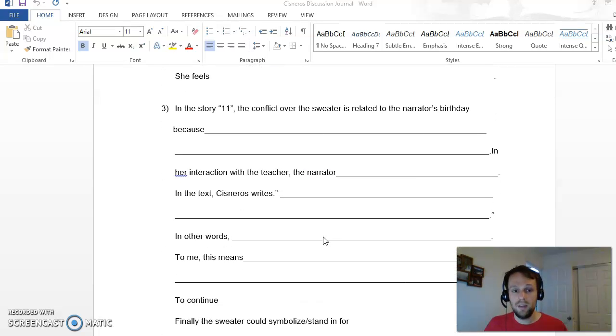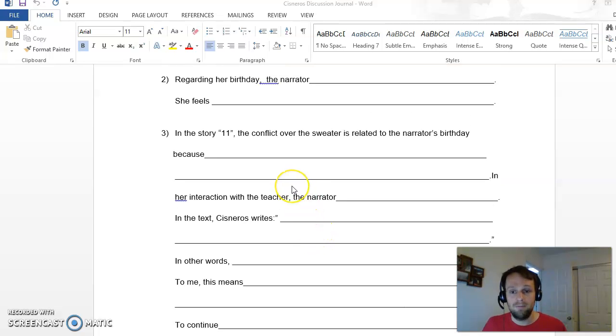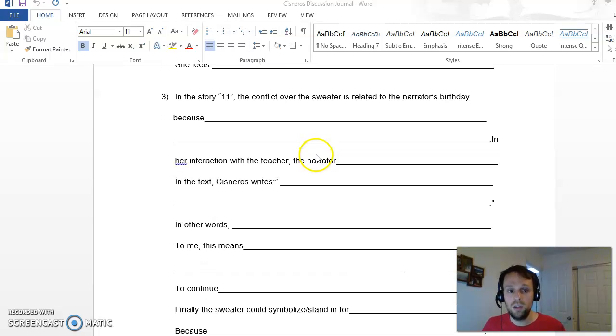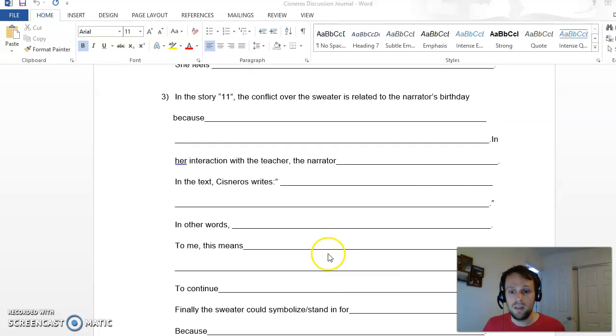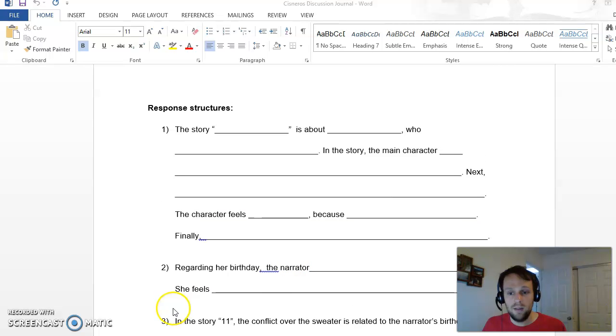You can see for this question, the template is a lot longer. I do want a well thought out topic sentence that answers the question, a good quote, paraphrase, and plenty of analysis. Again, you don't have to follow this completely, but you should have all of those parts in your response. All right, I hope that helps.